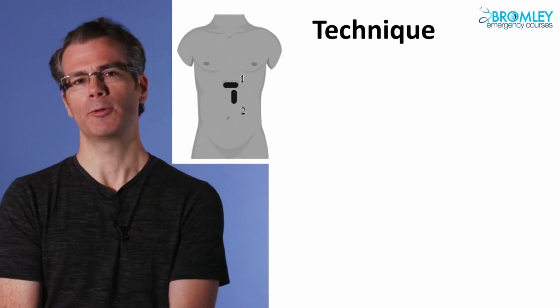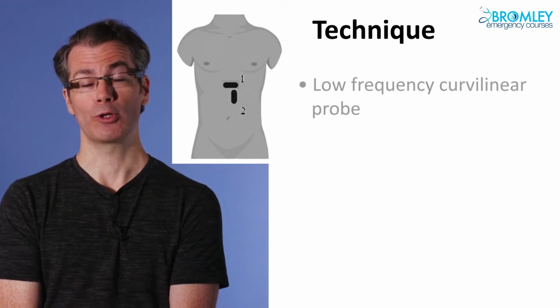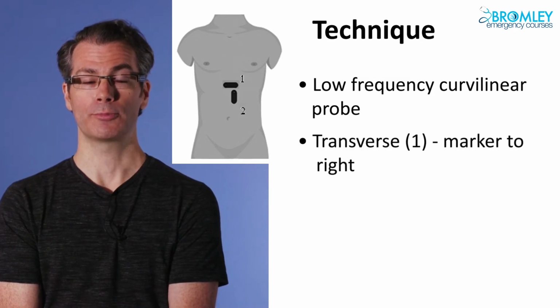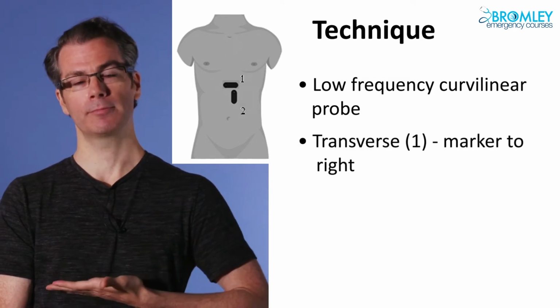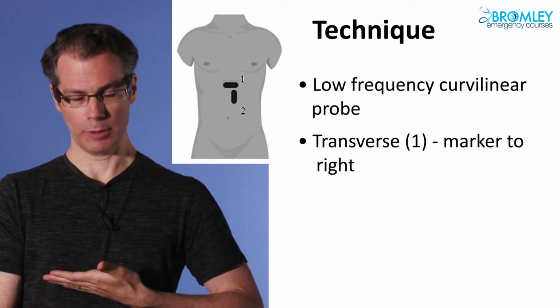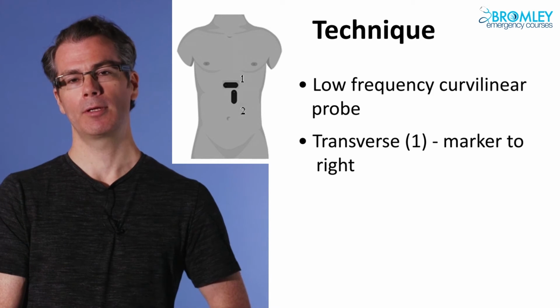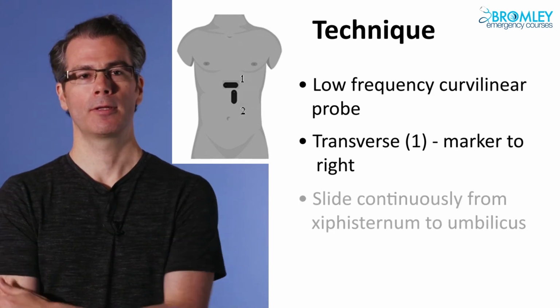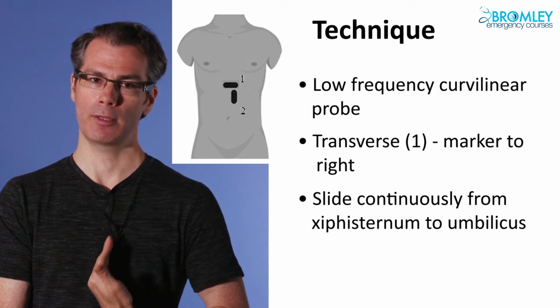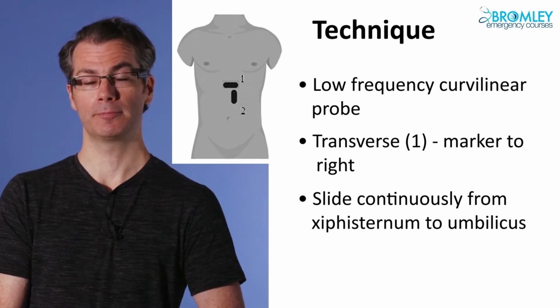So how do we scan the aorta? So choose the low-frequency curvilinear probe. Start with the probe in a transverse orientation, with the marker to the patient's right. And then scan down continuously all the way from the xiphisternum down to the umbilicus. Then rotate the probe into the long axis with the marker to the patient's head and slide down again.